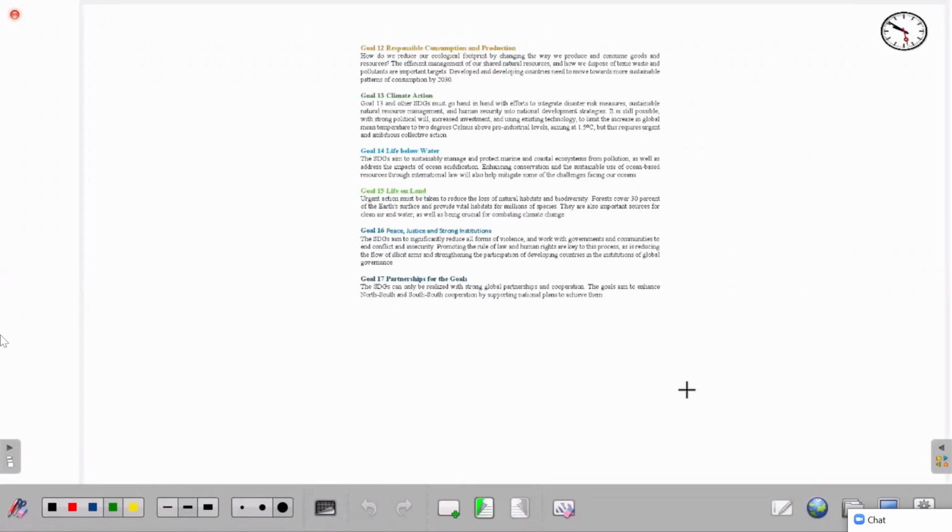What about goal number 12? Goal number 12 is responsible consumption and production. So it is not hard to understand. In case of Bangladesh, responsible consumption and production is not there. Suppose we fabricate our food by putting some formalin as a preservative. So this is harming our consumption. So this is not responsible consumption.